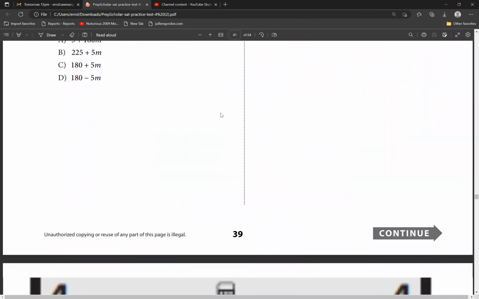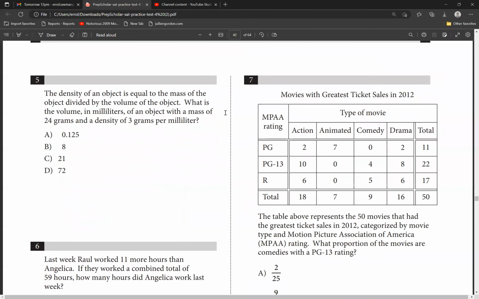All right, that's 4, 5. The density of an object is equal to the mass of the object divided by the volume. What is the volume in milliliters of an object with a mass of 24 grams with a density of 3 grams per milliliter? All right, so just set up a little formula.